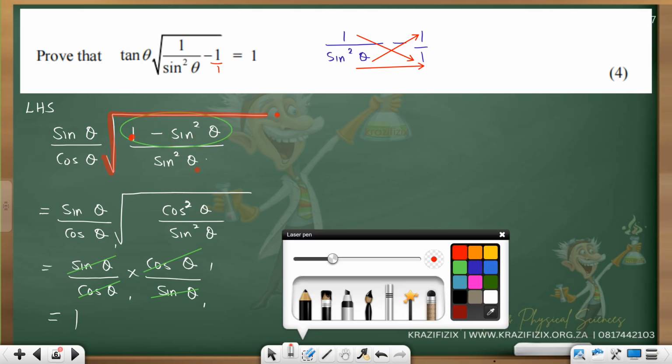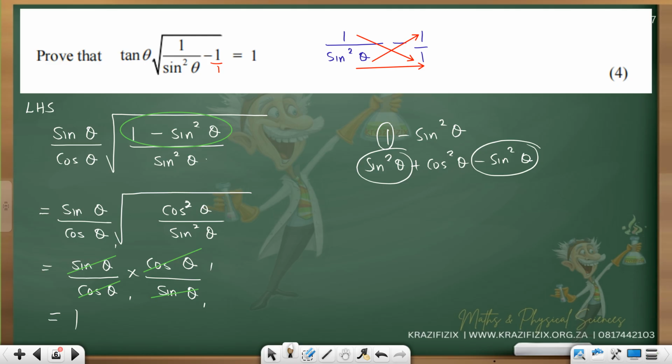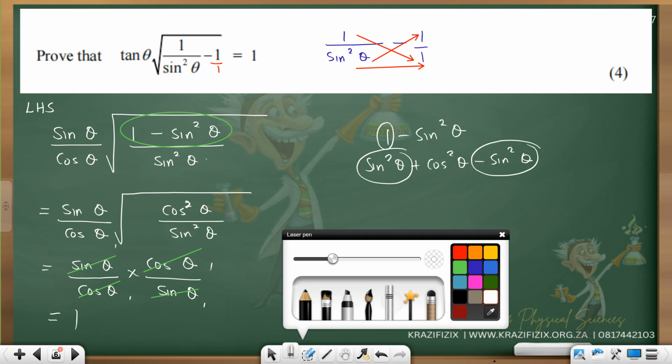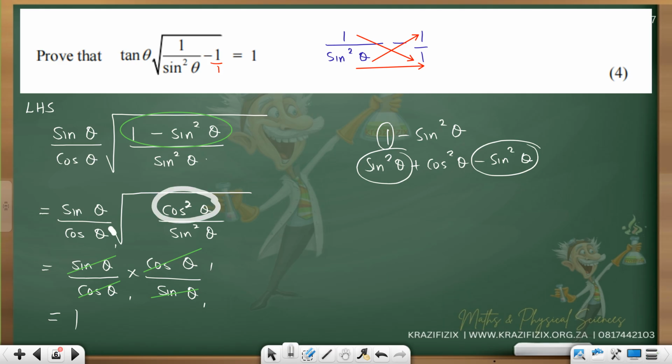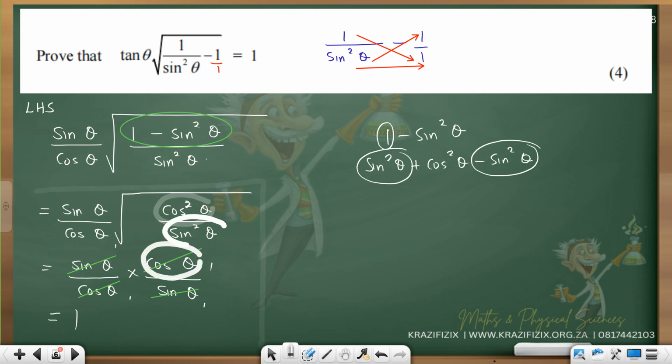And 1 minus, don't forget, this is where the challenge might be. If you cannot see this, you have to change this. Look at that. Sine squared theta plus cos squared theta minus, but it's a longer step. Do you see I have cos squared theta? That will give me that. There are so many ways of moving from here. What is the square root of cos squared theta? It is cos theta. What is the square root of sine squared theta? It is sine theta, and I'm done.